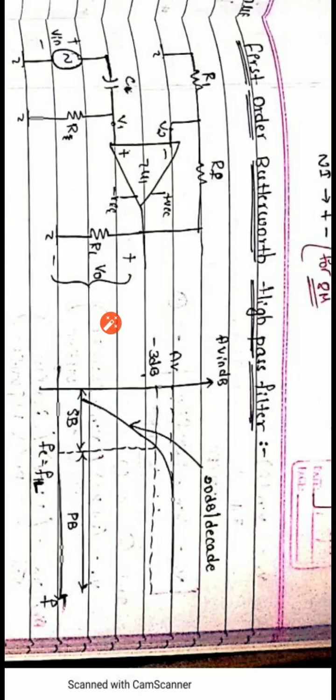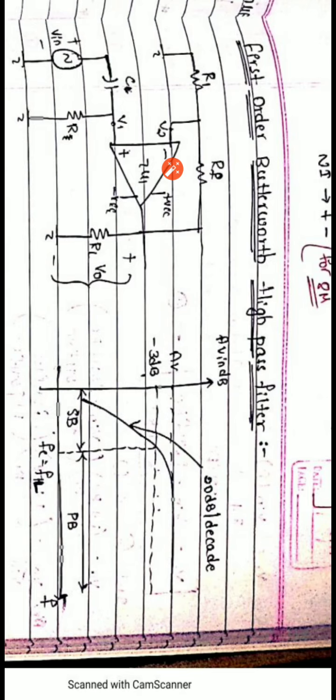So now we will start with the next topic, that is high pass filter. In the high pass filter, first we start with the first order Butterworth high pass filter. Here, look at the circuit diagram. This circuit diagram consists of an op-amp and the input signal, one RC network and two resistors, one is R1 and another one is RF.